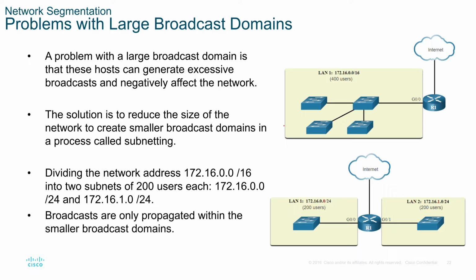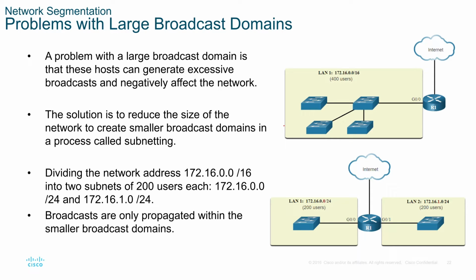The problem with a large broadcast domain is that these hosts can generate excessive broadcasts that negatively affect the network. Because a broadcast goes to everyone, other devices cannot be sending unicast messages until the broadcasts have stopped. So the solution is to reduce the size of the network to create smaller broadcast domains, and this is referred to as subnetting.